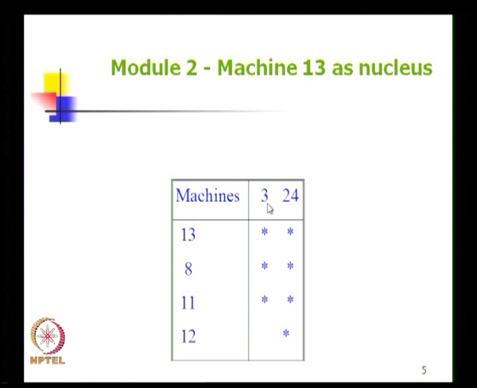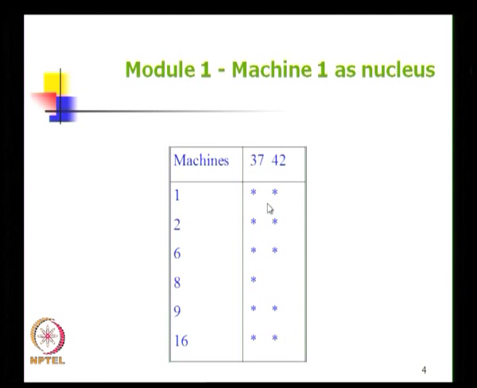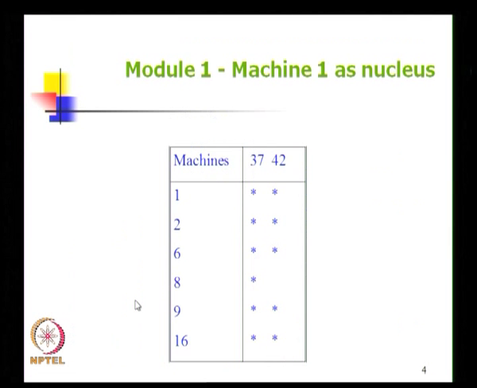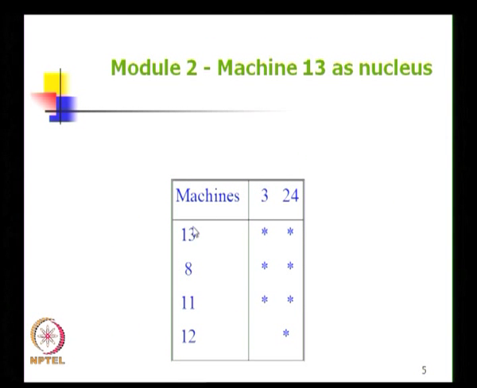Now, look at component number 3 from the main matrix. Component number 3 has machines 8, 11 and 13. So, we come back. 13 is already written here. So, we write 8 and 11 and put star marks under 8 and 11.